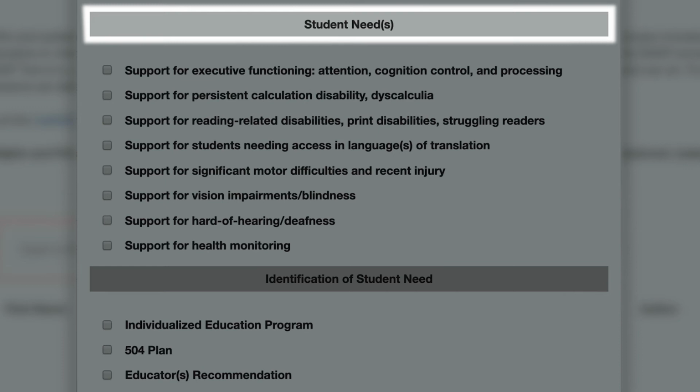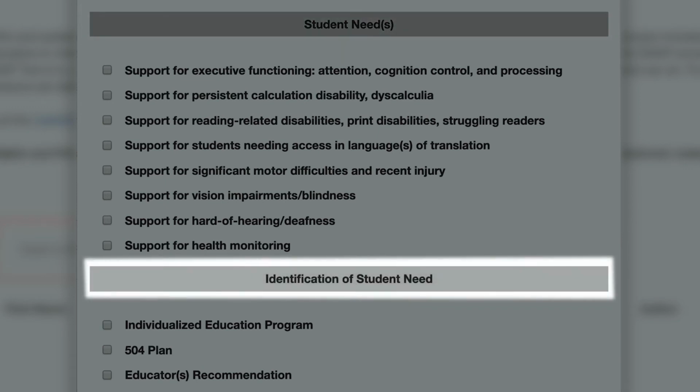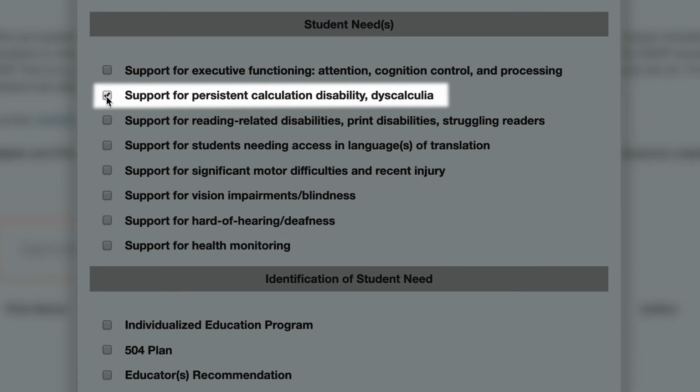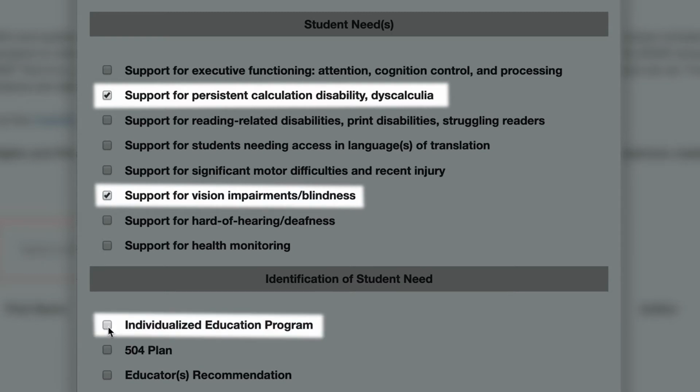In the Student Needs and Identification of Student Needs sections, there are general categories to help narrow down your search for the resources. In Mila's case, we will select Support for Persistent Calculation Disability Dyscalculia, Support for Vision Impairments and Blindness, and Individualized Education Program.